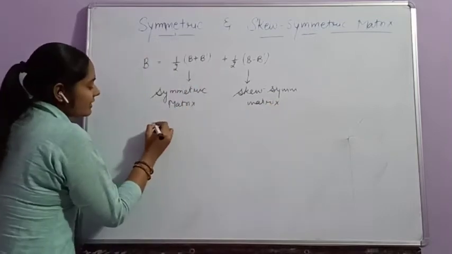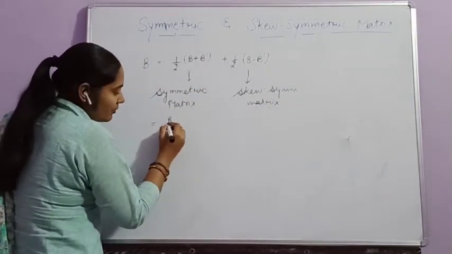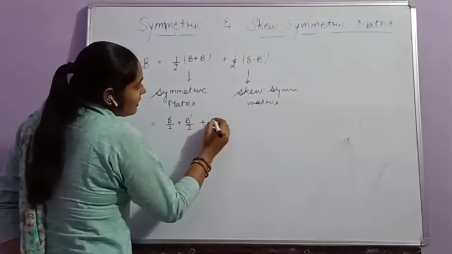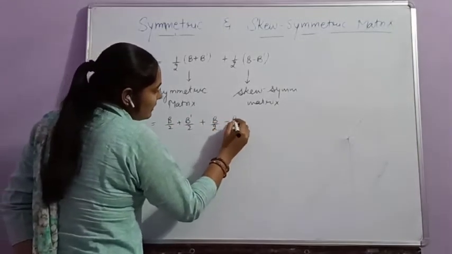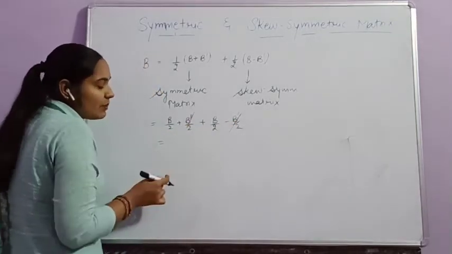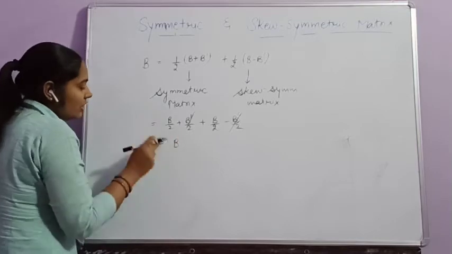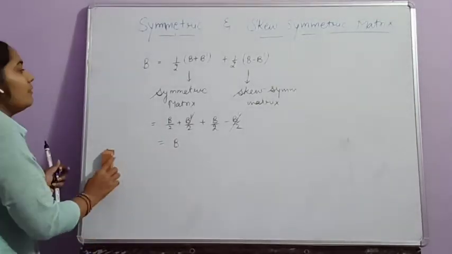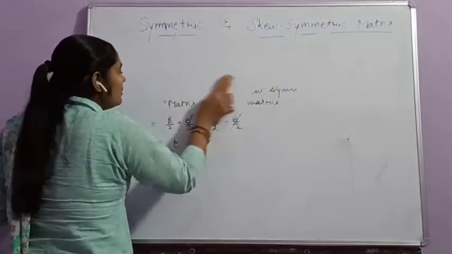If we simplify it, it will be equal to B by 2 plus B transpose by 2 plus B by 2 minus B transpose by 2. That will be cancelled out. Half of B plus half of B, that is equal to B. It means left hand side is equal to right hand side. Clear? We can prove that by an example.